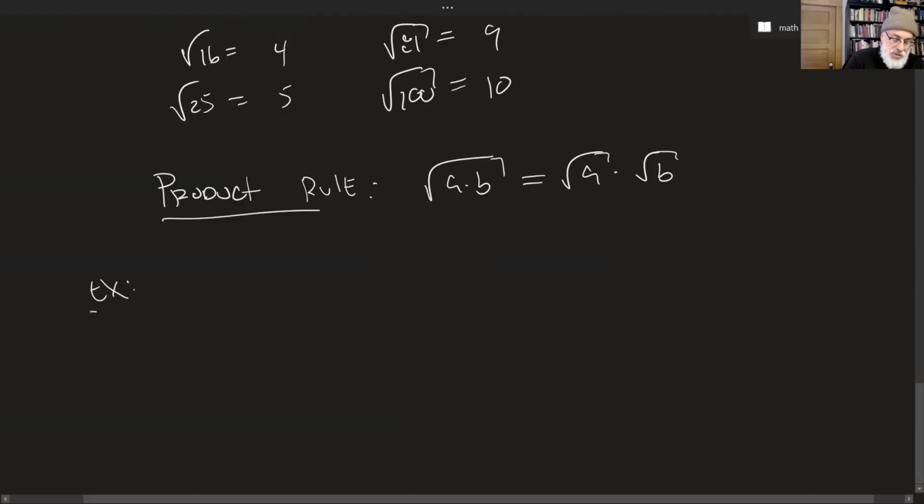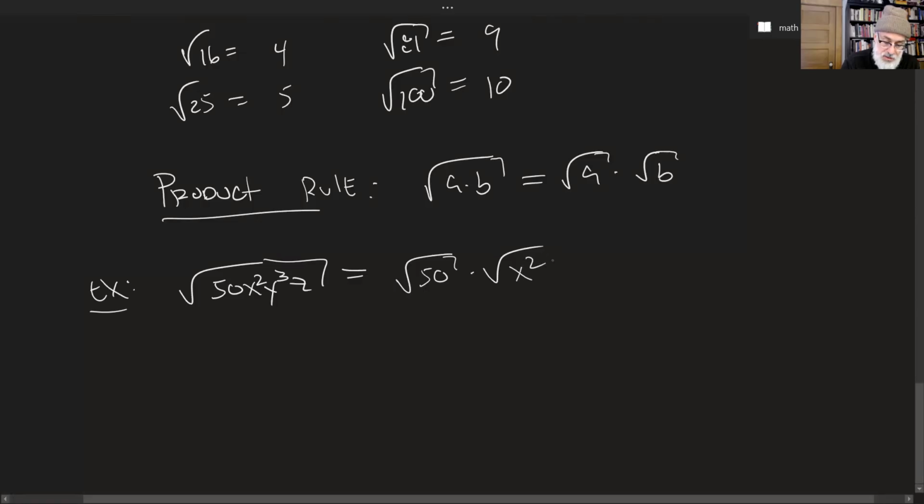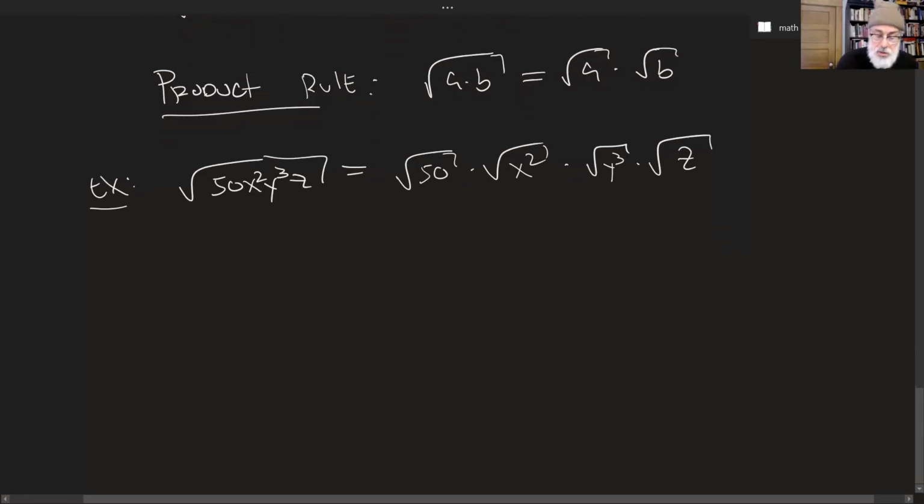So the product rule says if I have two things inside that are being multiplied, I can separate them into two separate radicals. An example, let's say the square root of 50x squared y to the third z. So I can write this as the square root of 50 times the square root of x squared times the square root of y to the third times the square root of z. All right, so that's rule number 1. We can reduce them this way. Now let's look at 50.